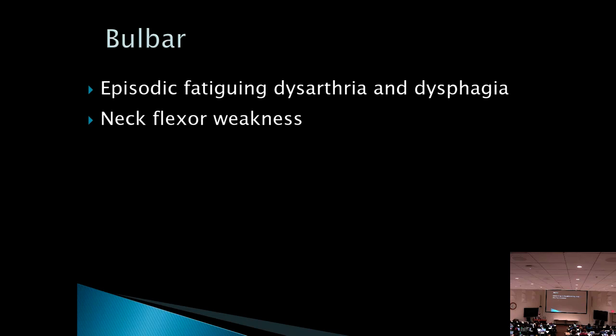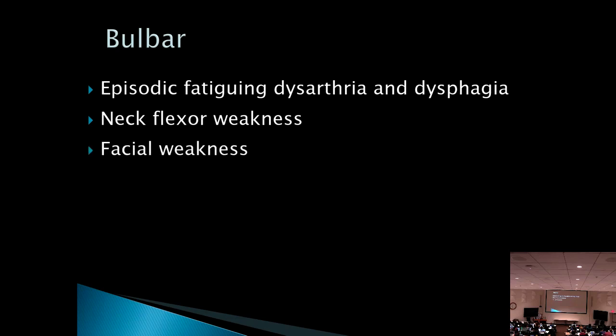Bulbar symptoms of dysarthria and dysphagia usually go along with neck flexor weakness. That's a muscle we don't routinely check in neurology. Remember, it's weak in Duchenne's muscular dystrophy, but that's a muscle that tends to be weak in myasthenia gravis as well. So we'll have a patient bend their chin down to their chest, and you'll push forward, and you'll give kind of prolonged effort to see if you can fatigue it and overcome the muscle.